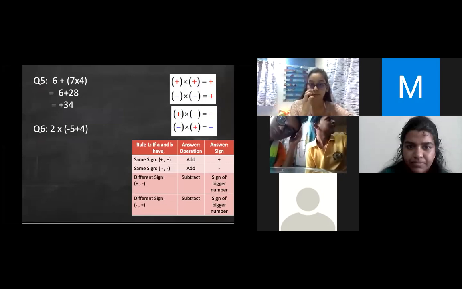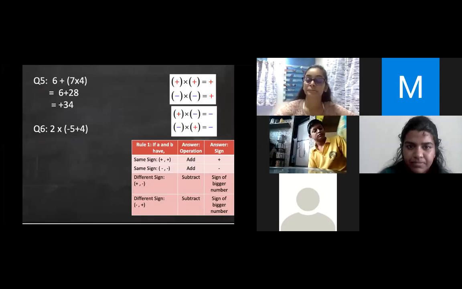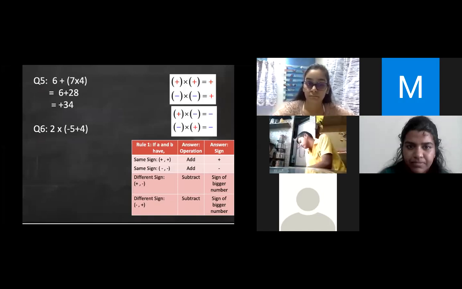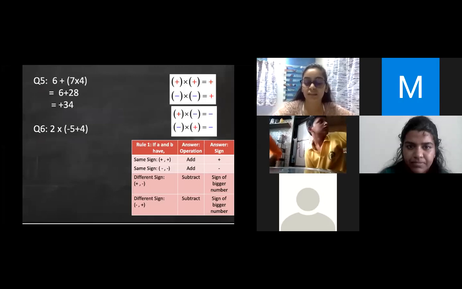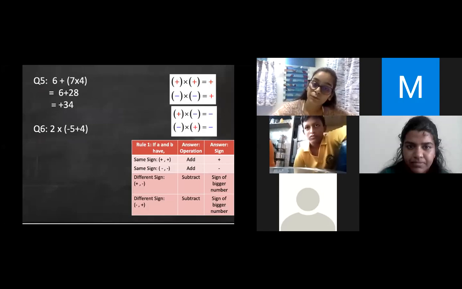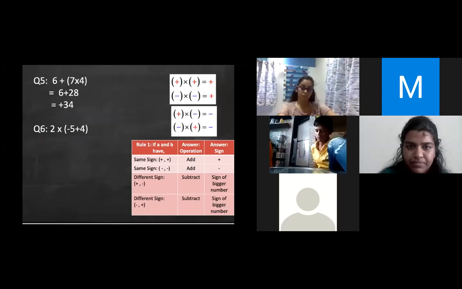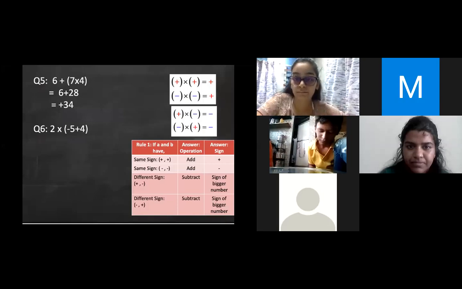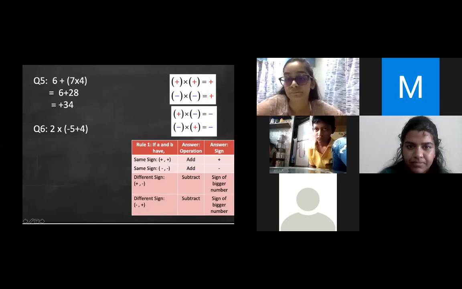Okay. So what will be the first step that you do? I will remove the bracket. You have two numbers inside the bracket, right? What is the sign in front of 5? Minus. And in front of 4, what sign do you have? Plus. So which rule will you apply here, out of the 4 rules that we have here? The fourth rule, correct. So your final answer will be minus 1.